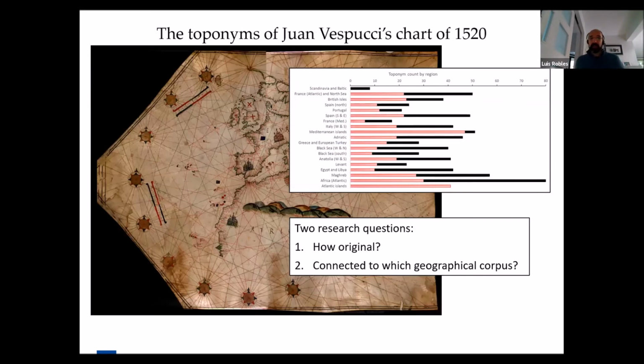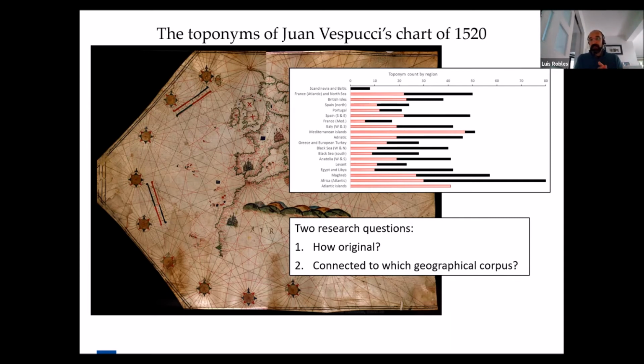So as I said, I came to this issue from the analysis of this particular chart, the Juan Vespucci 1520 Portolan chart that was presented already Wednesday when Annabelle presented the chemical analysis that have been done on it. So I transcribed all the toponyms, I counted them, and then I asked 2 questions. First, how original was this chart? How innovative? In that scale that I showed, is it like all 16th century charts, very close to the zero of innovation, or is it a bit more original?